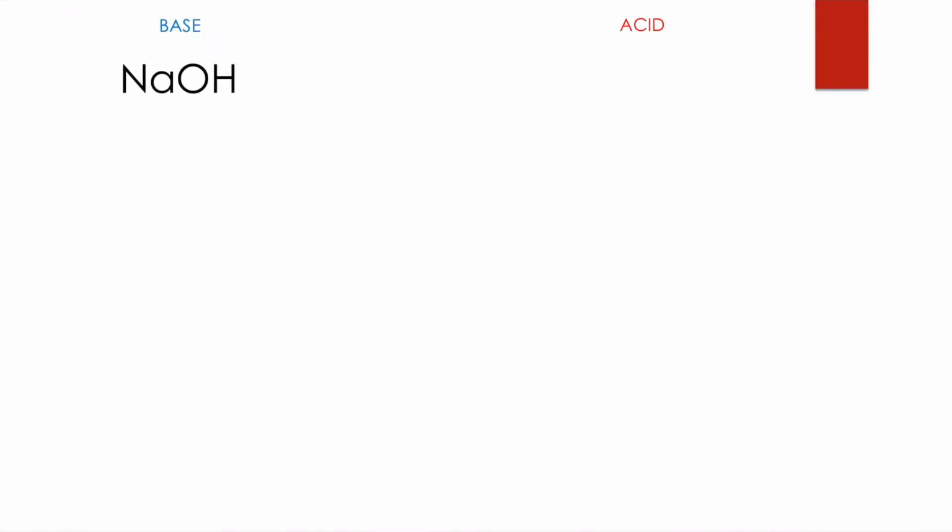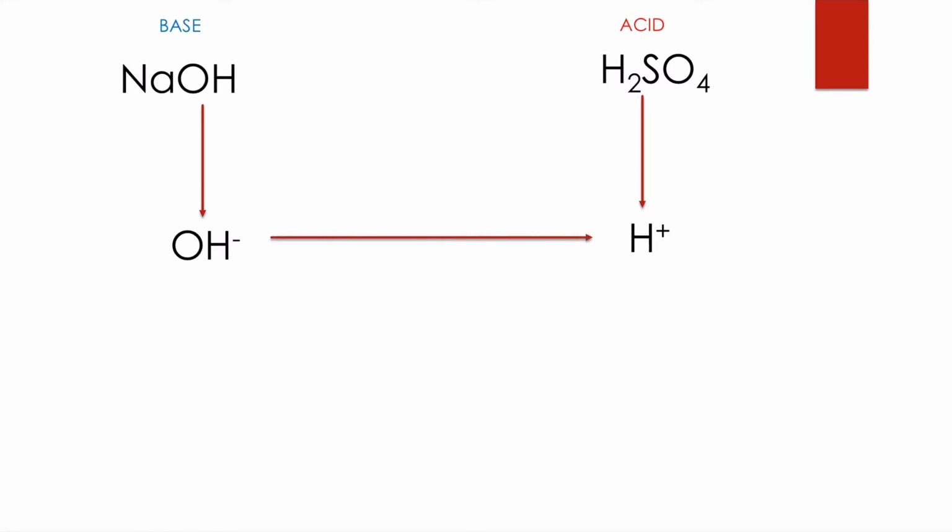Let's look at the example. We have a base NaOH and we have an acid H2SO4. What is going to happen when they both are allowed to react? We know that NaOH produces OH ions because it's a base, and a base has OH ions which are called hydroxyl ions, and acid has hydrogen ions, so H2SO4 will produce hydrogen ions. When OH ions and hydrogen ions react, they form water. Okay, what is left behind? The left behind is the cation from the base, which is sodium.